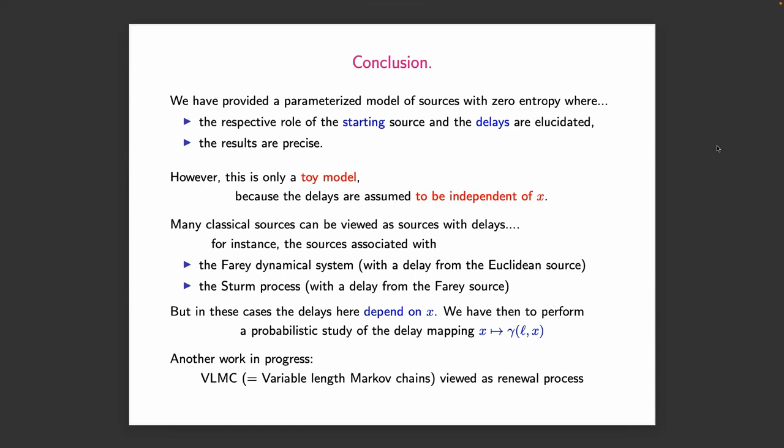I think so. I just had one other quick comment, which is that I understand that it might be appreciably more difficult to incorporate delays that depend on X, but it might also be interesting to consider random delays that are independent of X. Yes, this is exactly what we do, in fact, when we consider the VLMC. We have a sort of random delay. The random delay, what we choose. We choose the delay in a random way. Thank you.